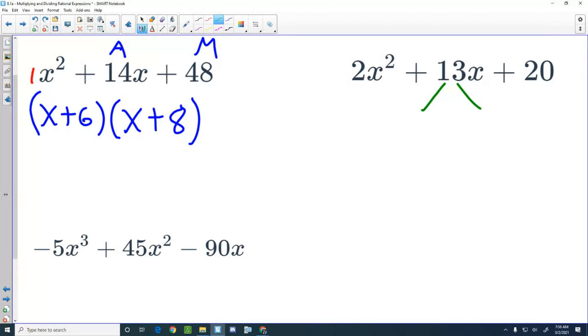Well, similar to the previous problem, where I started by picking factors of 48, or numbers that multiplied to 48, I'm going to do something similar here, except I'm going to do it by multiplying those other 2 numbers together first, a times c. So 2 times 20 gives me 40. Now you got something to work with. So don't pick 2 random numbers that add to 13. Pick 2 numbers that multiply to 40 and add to 13. Can you think of 2 numbers that multiply to 40 and add to 13?